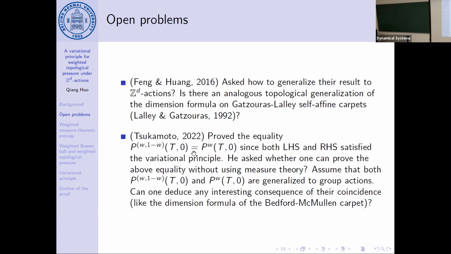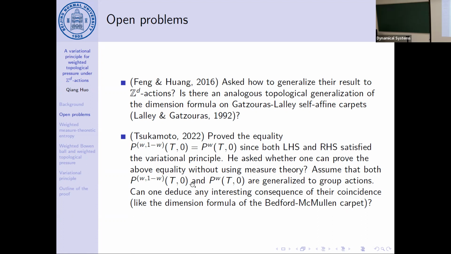So he proved that these two, with the topological pressure, satisfy the same variational principle. So these two definitions coincide. He also asked whether it is possible to prove the equality without using measure theory, that is, without using the variational principle to prove the equality.